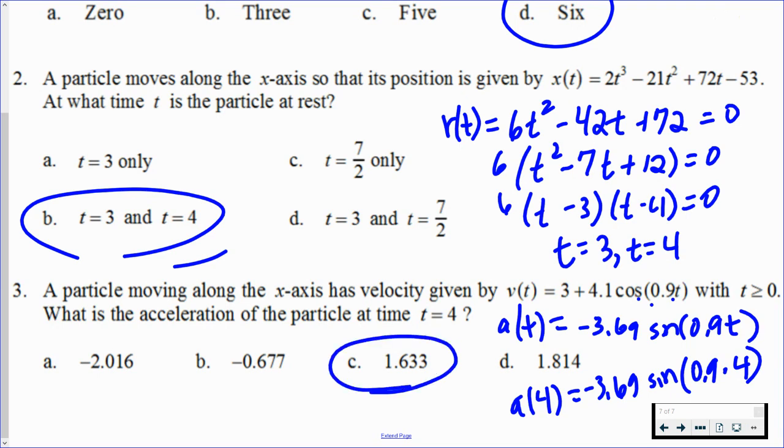Those were just a couple multiple choice. We will do quite a bit more multiple choice throughout this unit and beyond. So hopefully that was a good refresher of some of your applications of derivatives.